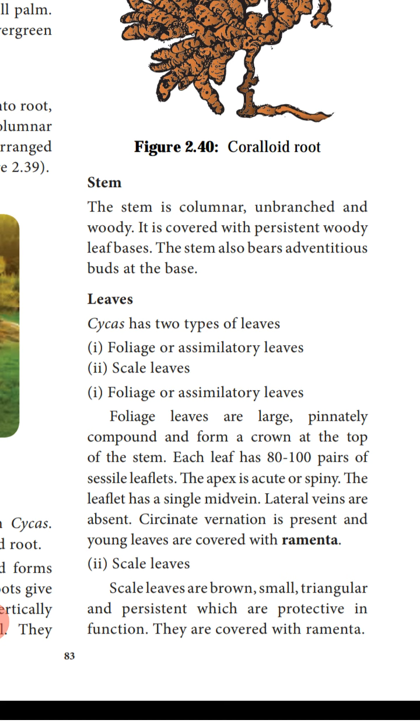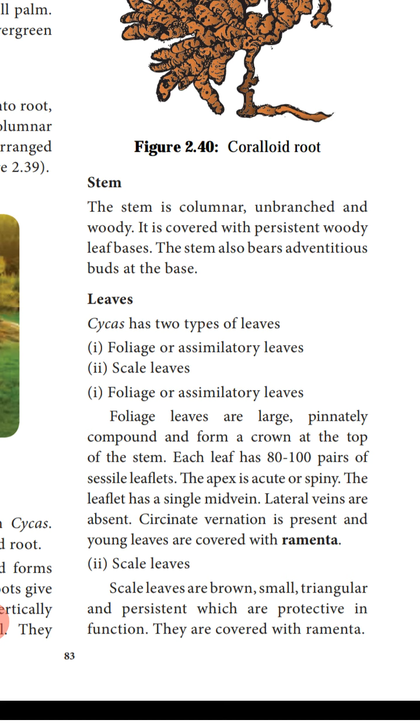Next, leaves. There are two types of leaves, foliage leaves and scaly leaves. Foliage leaves are also called assimilatory leaves. Foliage leaves are large, pinnately compound and form a crown at the top of the stem. They are present at the top of the plant and form the crown at the top of the stem.